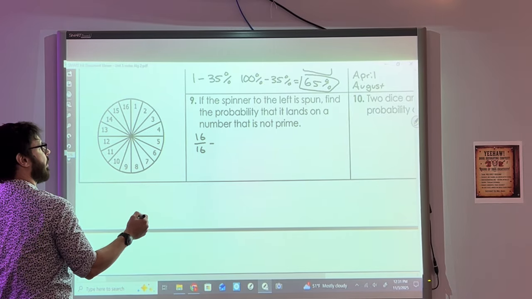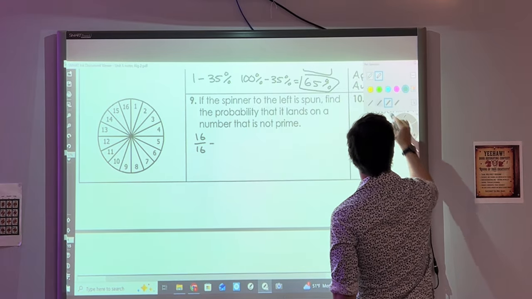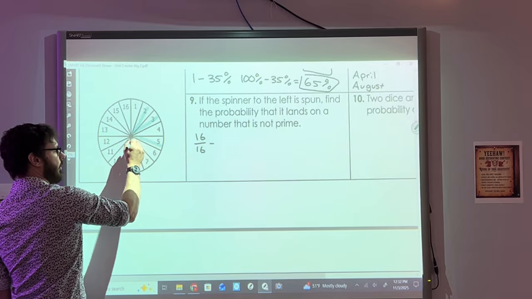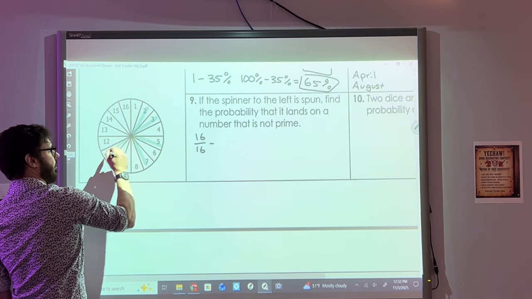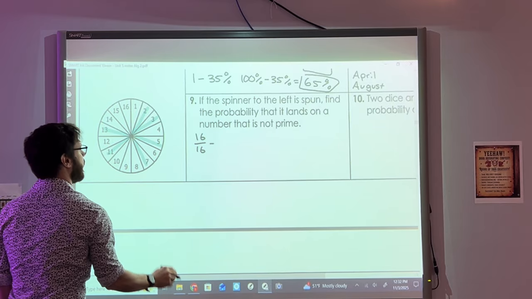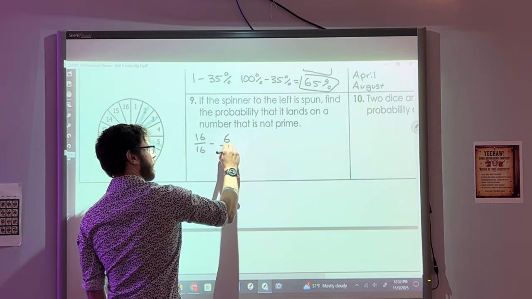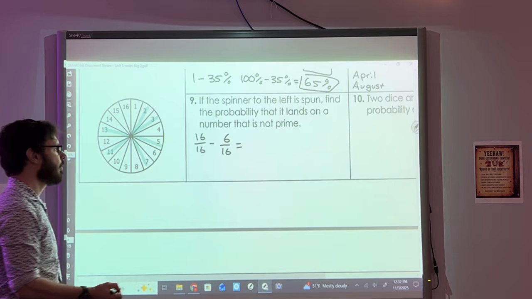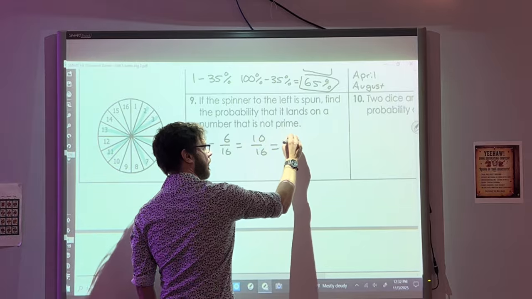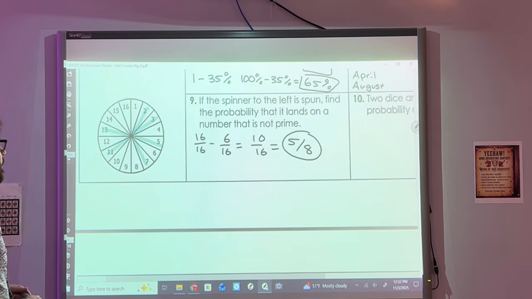Okay, well let's figure out the prime numbers. 2, 3, 5, 7, 11, 13, and that's it. 1, 2, 3, 4, 5, 6. 6 out of 16. So that gives me 10 options that are not prime. So 5 out of 8 is going to be not prime.